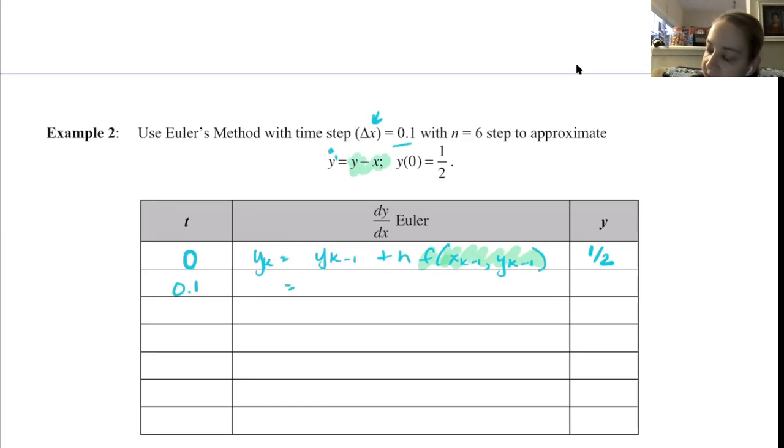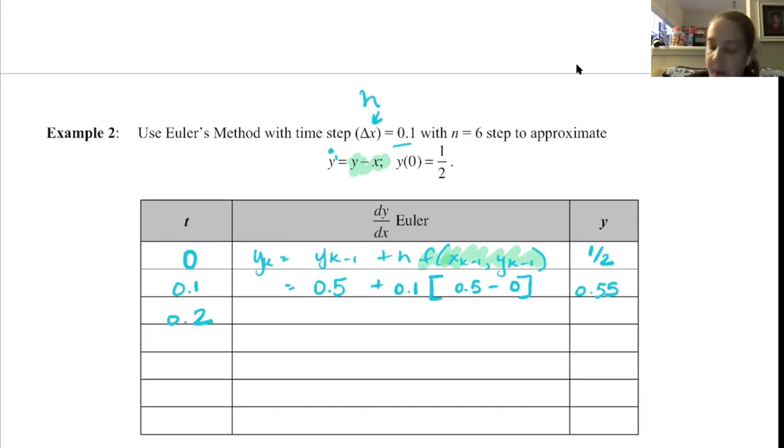The previous y value is 1/2. We'll go with the decimal, which is 0.5. h is that delta x, same thing, which is 0.1. And evaluate the function at the previous value. So the previous y value was 0.5. The previous x value was 0. It's early, I'm not going to attempt mental math this morning. So I've got 0.55.